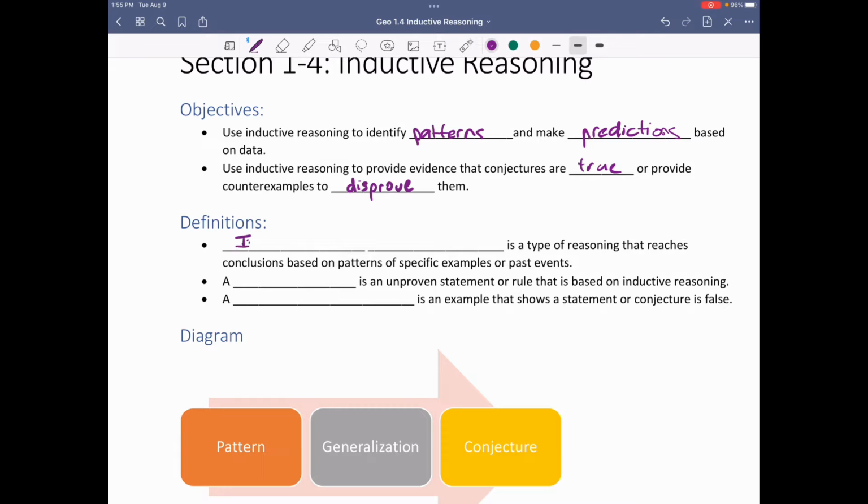An inductive reasoning is a type of reasoning that reaches conclusions based on patterns of specific examples or past events. A conjecture is an unproven statement or rule that is based on inductive reasoning. A counterexample is an example that shows a statement or a conjecture is false.